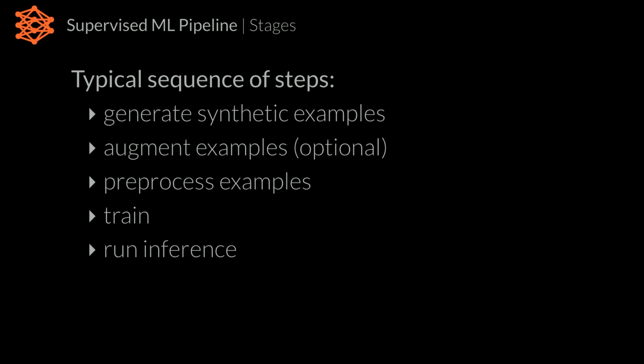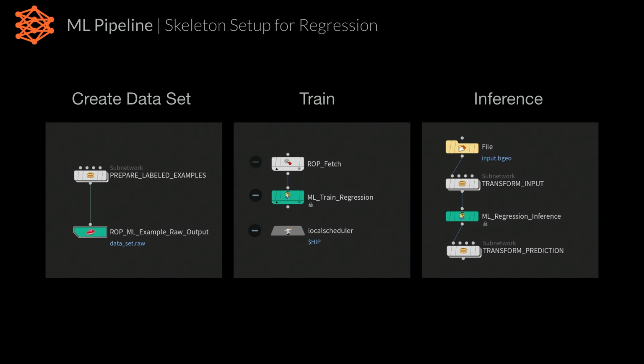What does a supervised machine learning pipeline look like? What is a typical sequence of steps? Like in the applications we've looked at, there are certain commonalities. For example, we start by generating synthetic examples, then we augment examples, which is optional. It doesn't always happen. We pre-process examples to make them suitable for training. Then we train on those pre-processed examples, and then we can run inference on the trained model.